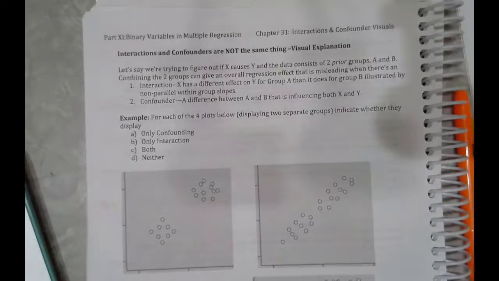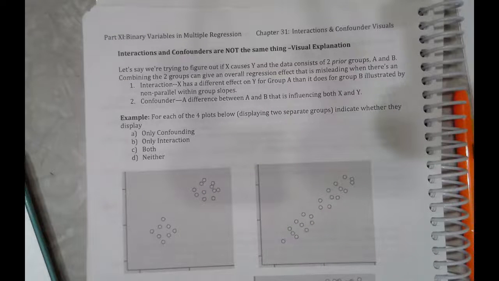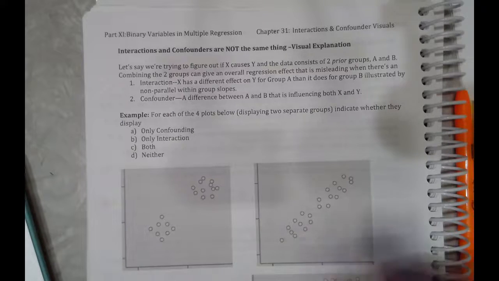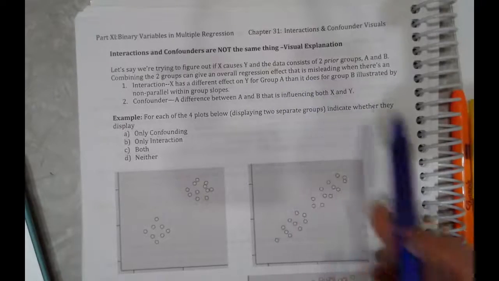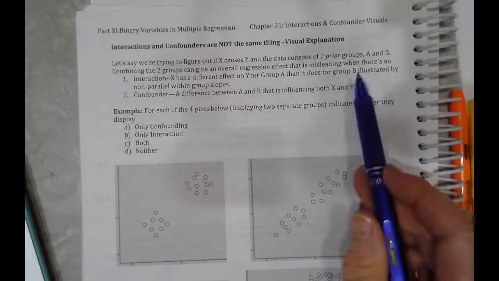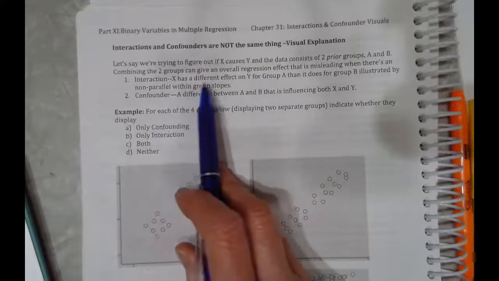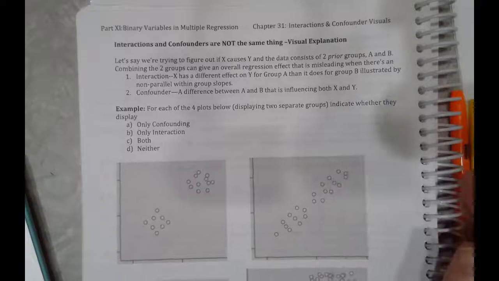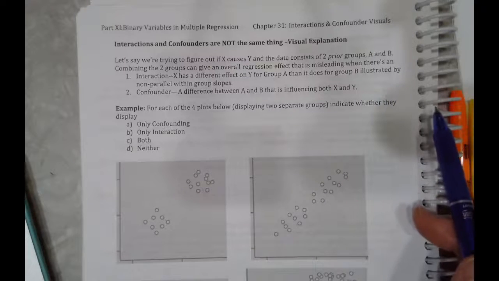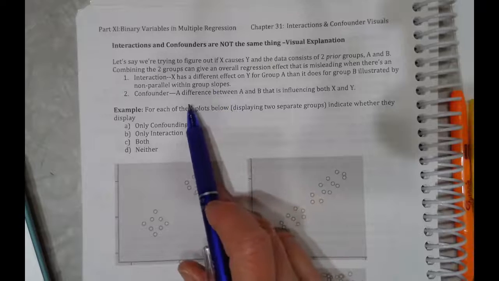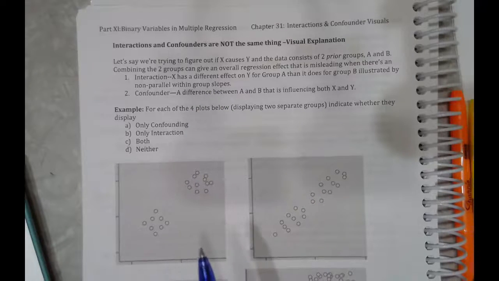And so sometimes people get interactions and confounders mixed up, but they're not the same. And here's a nice visual explanation of that. So let's say we're trying to figure out if x causes y, and the data consists of these two prior groups, okay, A and B. Now, combining the two groups can give you an overall regression effect that's misleading when there's an interaction and when there's a confounder here.